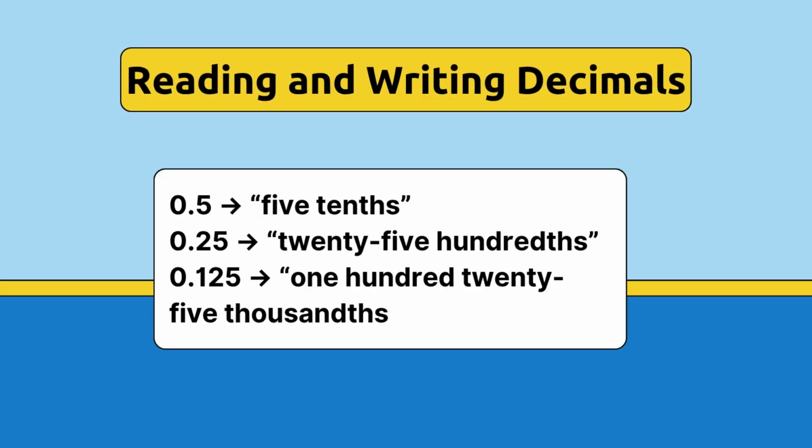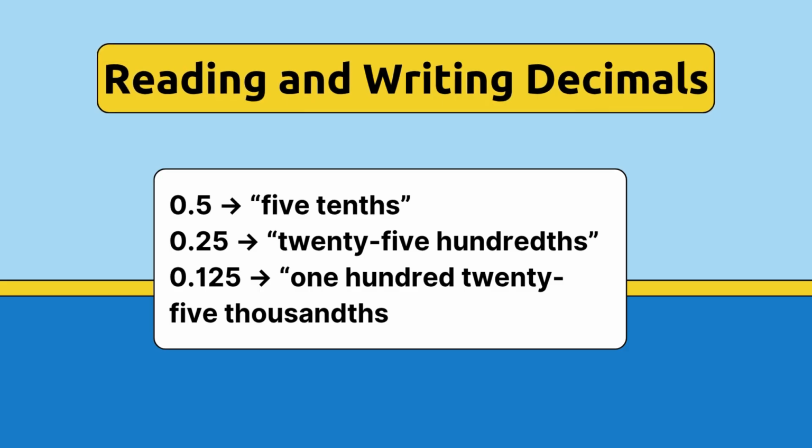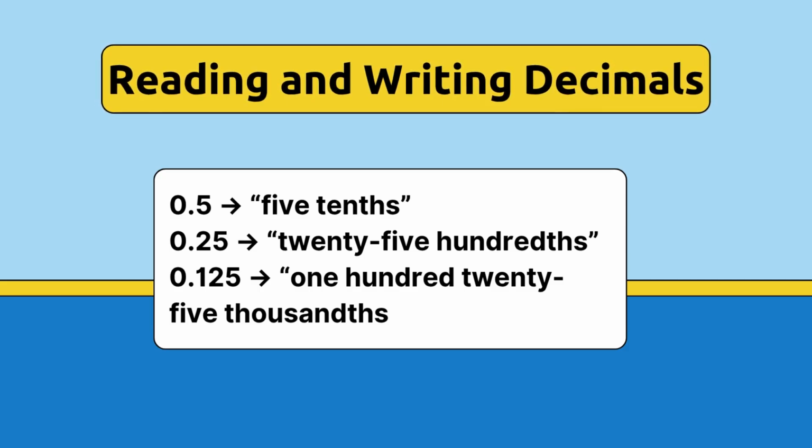When reading decimals, read the number as usual, then say the place value of the last digit. In the examples, 0.5 is read as 5 tenths. 0.25 is read as 25 hundredths. 0.125 is read as 125 thousandths.